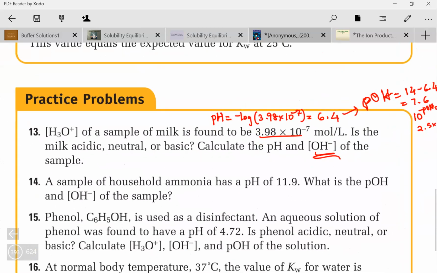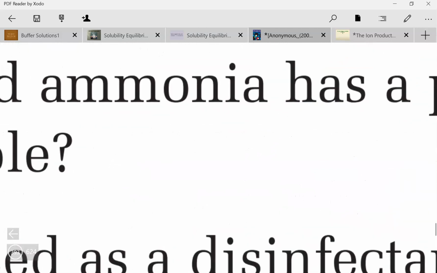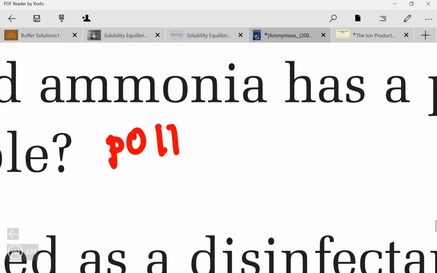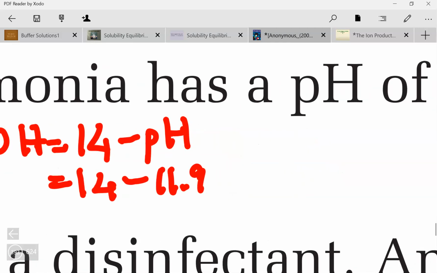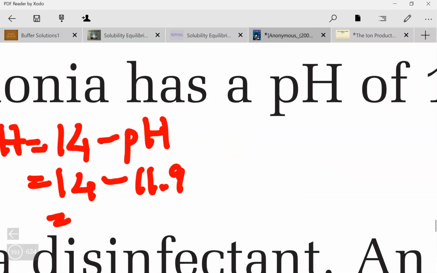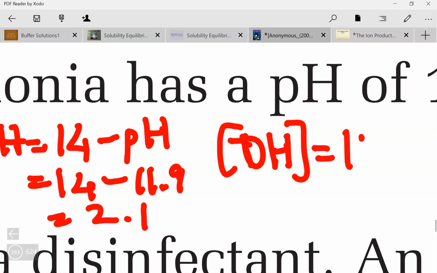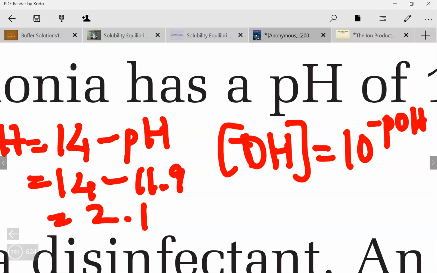pH of 11.9. Where's the pOH and OH minus? So pOH equals 14 minus pH. 14 minus 11.9, which is equal to 2.1. So our OH minus is 10 to the power of negative pOH. So 10 to the power of negative 2.1 is 7.9 times 10 to the power of negative 3.